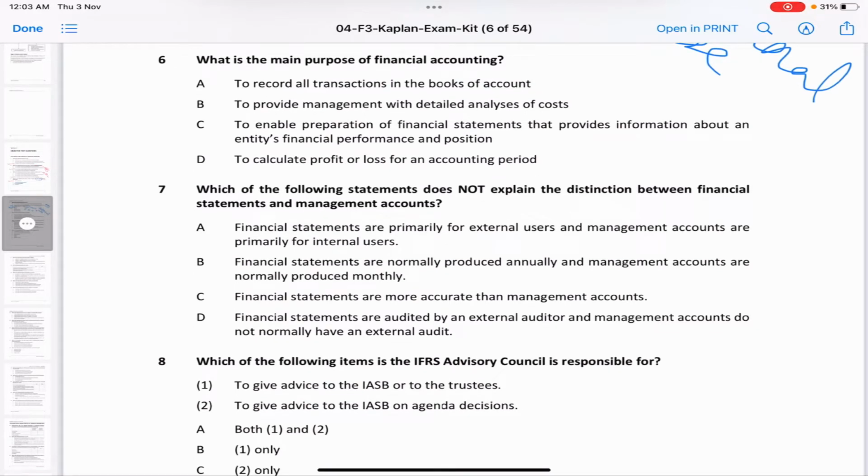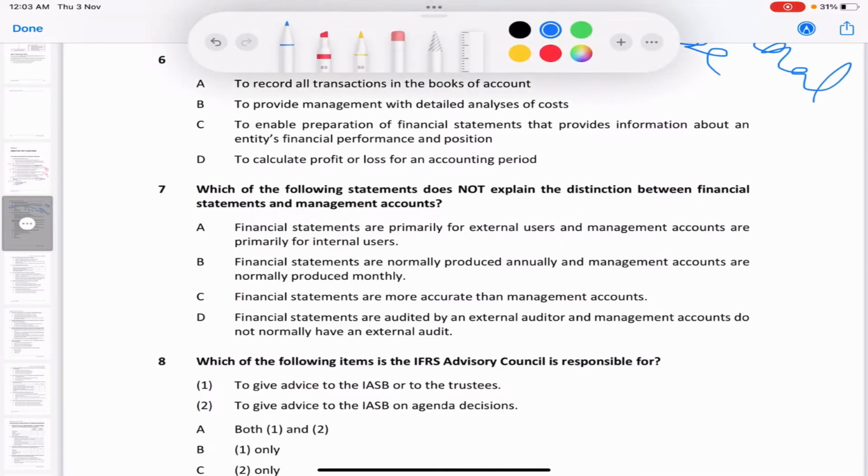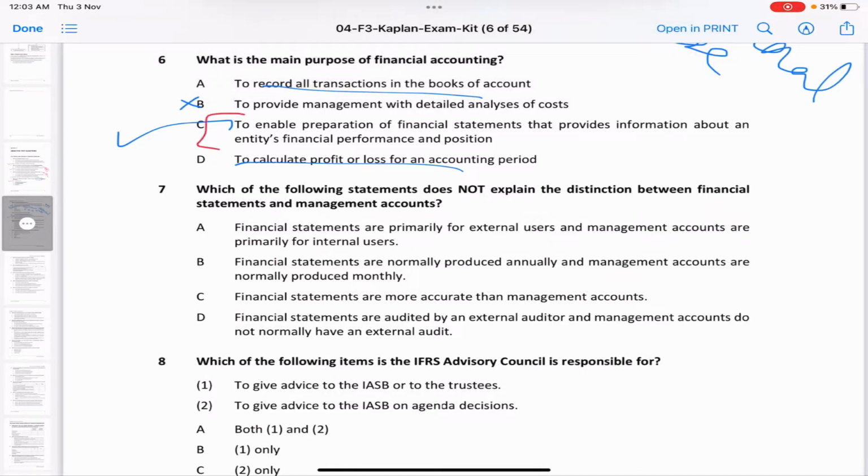What is the main purpose of financial accounting? To record all transactions in the books of accounts. To provide management with detailed analysis of costs. That's not true. Why? Because that is management accounting. To enable preparation of financial statements that provide information about an entity's financial performance. That is correct. See, these are all half information. The complete information of financial accounting is given in the C option.